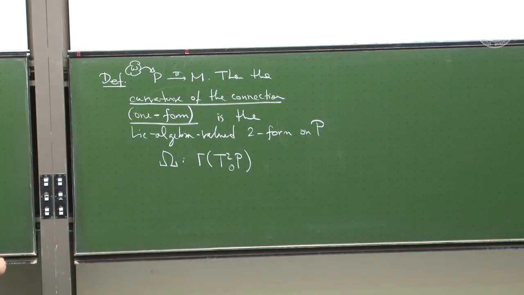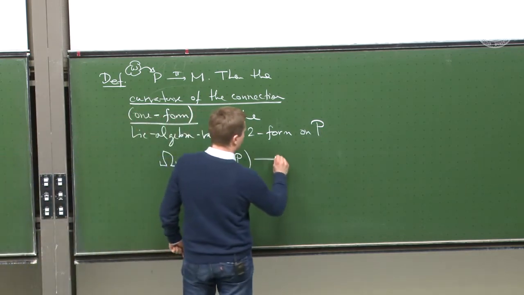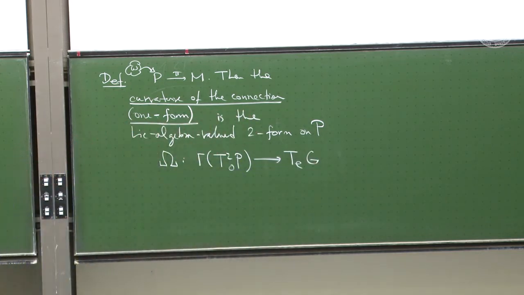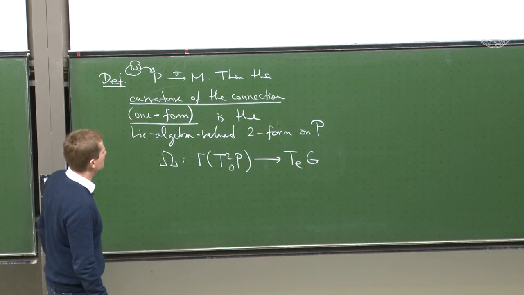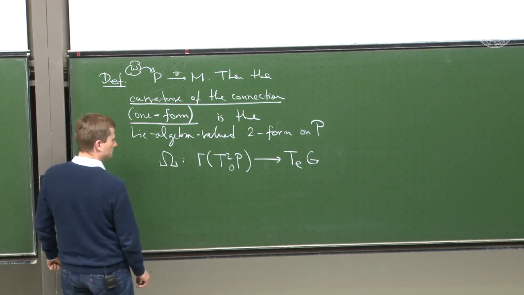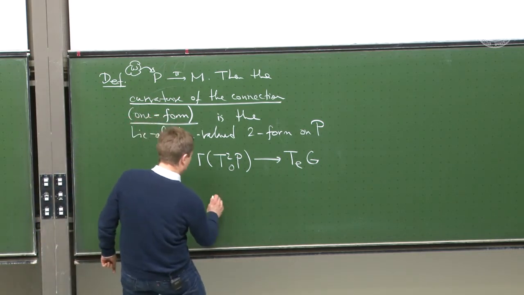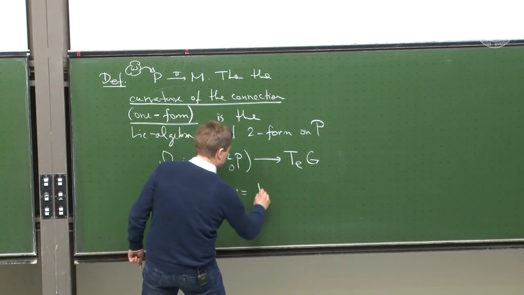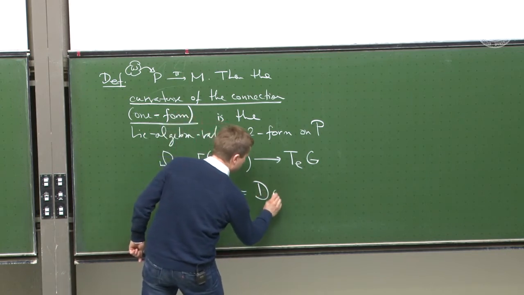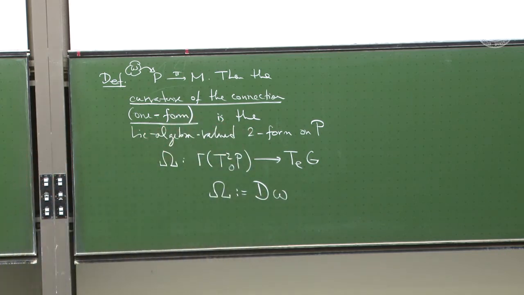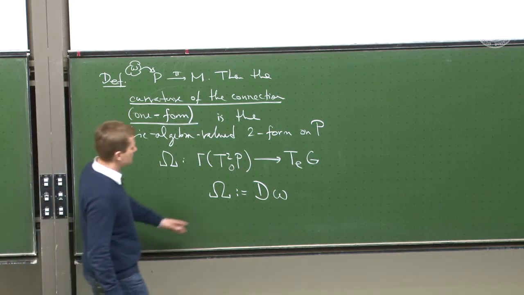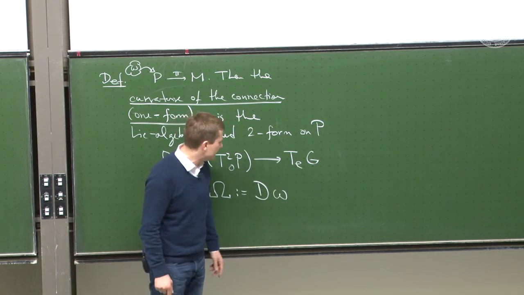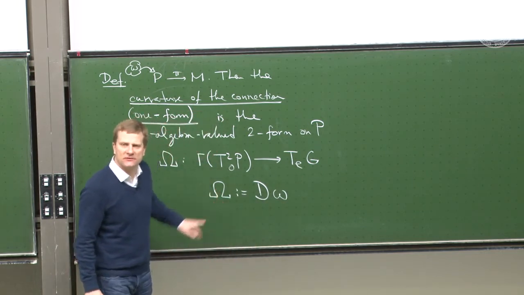Now we're firmly on the principal bundle, and it's Lie algebra valued. That means the Lie algebra of the group G that belongs to this principal G bundle here. And it's simply defined as omega is the exterior covariant derivative of the connection one form. You see, the connection one form is Lie algebra valued. So in this case, flower is the Lie algebra. So this is also Lie algebra valued.